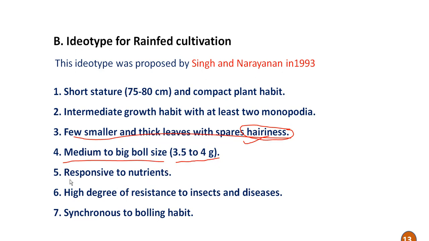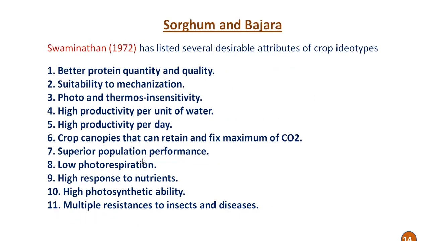Then this ideal plant type or crop plant must be responsive to the nutrients. Then high degree of resistance to the insects and diseases, and then synchronous bolling habit. So the bolling should start at the same time. So these are some of the important features of ideotype in case of rain-fed cultivation of cotton.